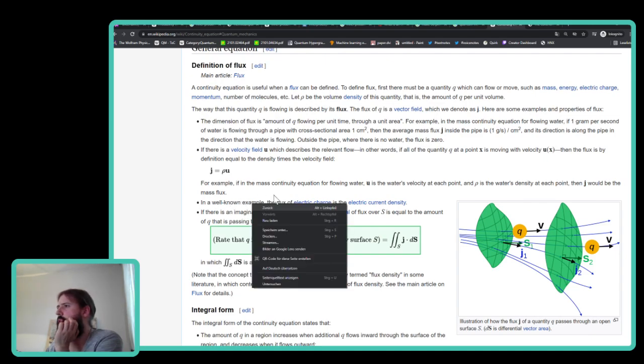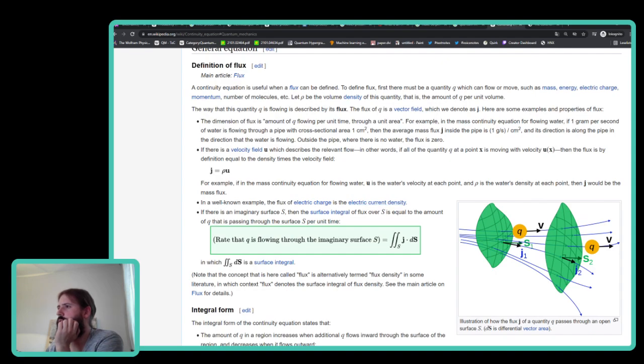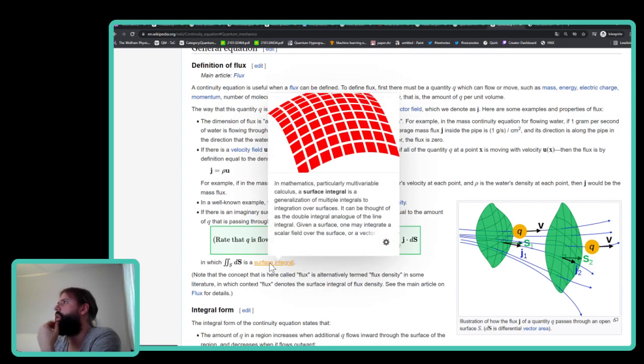In a well-known example, the flux of electric charge, if there's an imaginary surface S, then the surface integral of flux over S is equal to the amount of Q that is passing through the surface S per unit time. Okay, so if we think about the complex plane, and we have a surface, the rate at which Q is flowing through the surface S is a surface integral. Awesome.